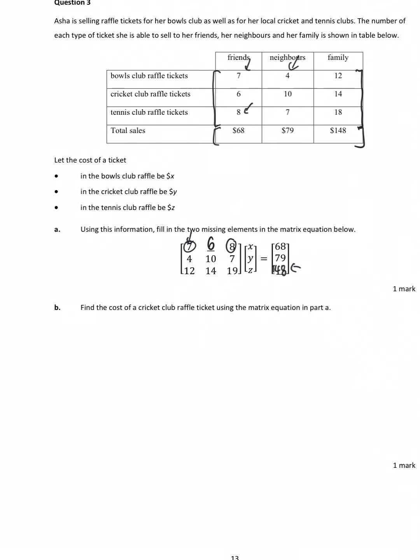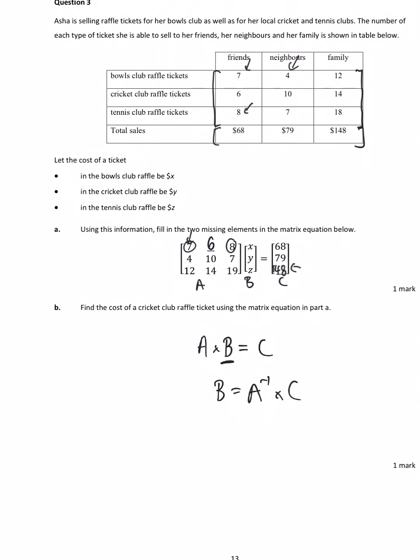Cool. Find the cost of a cricket club raffle ticket using the matrix equation in part A. So this is like simultaneous equations. If I put this as A, this is B, this is C, what this looks like is A times B equals C. We're trying to find B. So to get rid of A, we use the inverse of it, remembering to put that out at the front and times that by C.